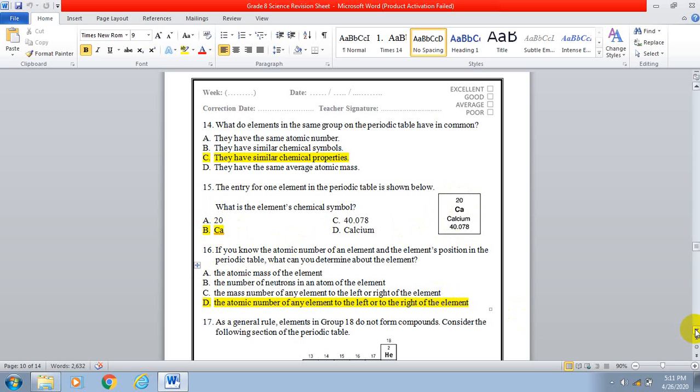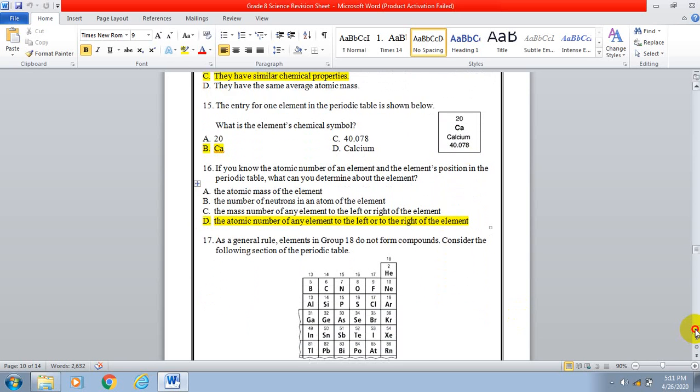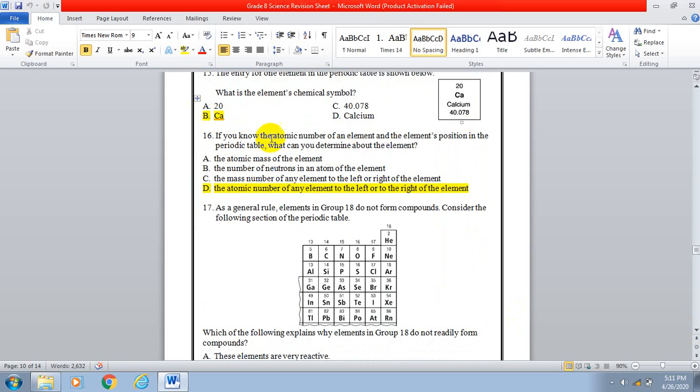For the 16th question, if you know the atomic number of an element and the element's position in the periodic table, what can you determine about the element? A, the atomic mass of the element. B, the number of neutrons in an atom of the element. C, the mass number of any element to the left or right of the element. D, the atomic number of any element to the left or to the right of the element.